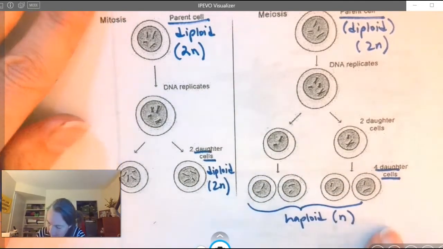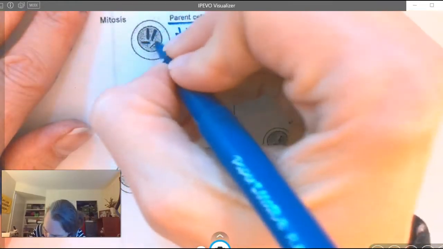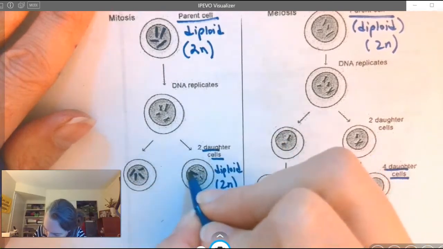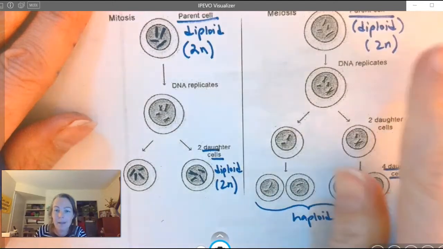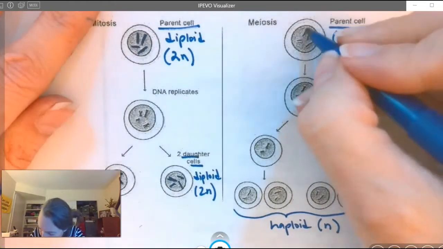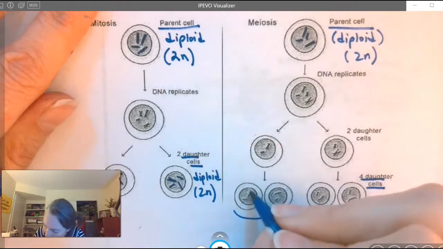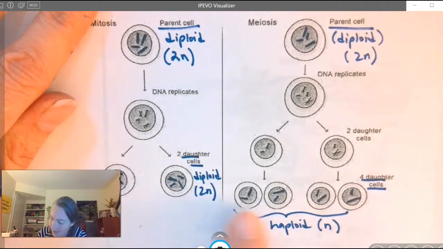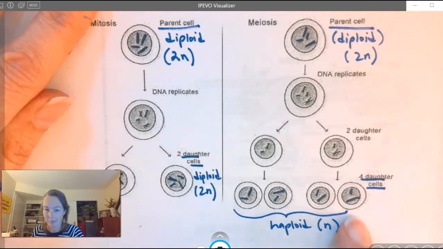Like in this example, you can see the parent cell in mitosis has 1, 2, 3, 4 chromosomes, and each daughter cell has 1, 2, 3, 4 chromosomes. So the daughter cells are identical to the parent cells. In meiosis, you start off with one diploid cell with 1, 2, 3, 4 chromosomes, and you end up with four daughter cells with only 2 chromosomes here. And each of these cells is very different because you have a lot of genetic variation that is introduced, which is very, very important here.